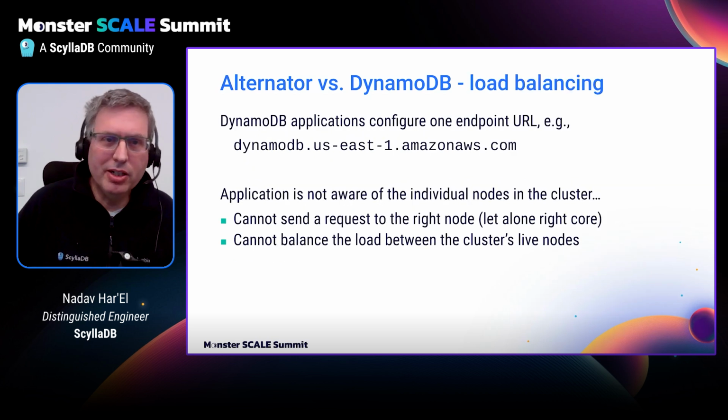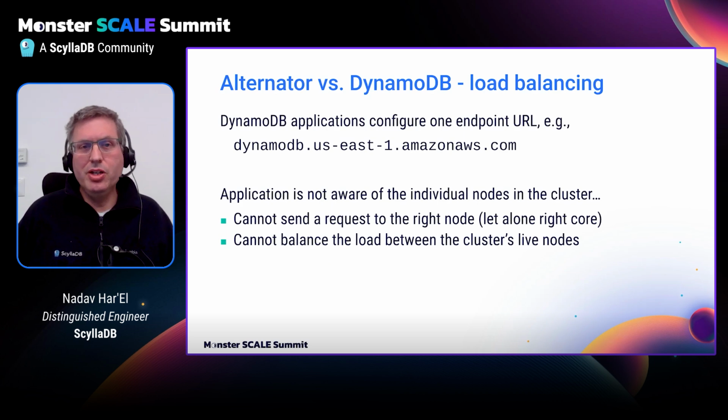Okay, so let's go back to the issue of load balancing. Usually when you have a DynamoDB application, you configure it to have one endpoint URL. For example, if you're on the US East 1 region, you have this URL and you configure the application to use this URL. And you don't know which nodes exist in this region. So the application is not aware of individual nodes and can't send a request to the best node, because it doesn't have this data, and it can't balance the load between all the live nodes in the cluster. So we have to do something about that.